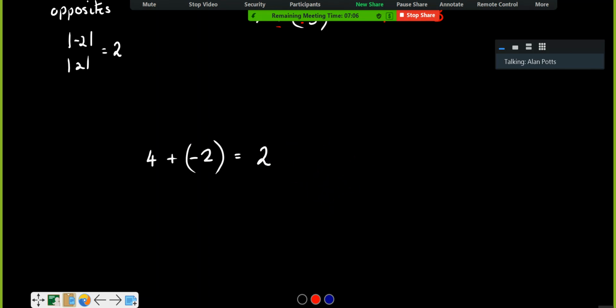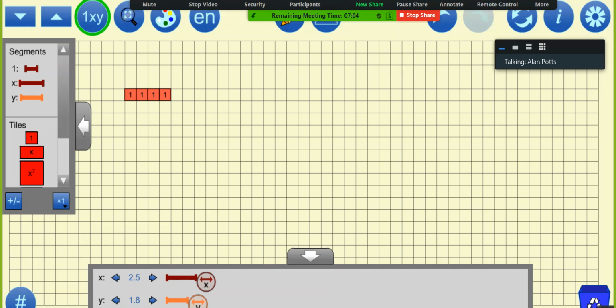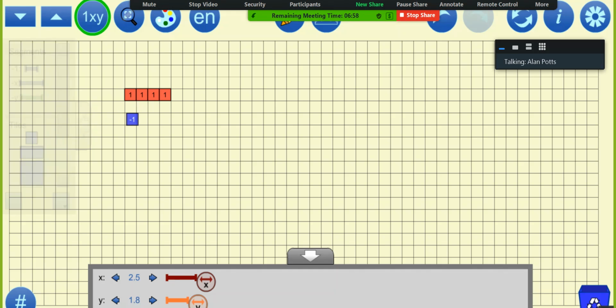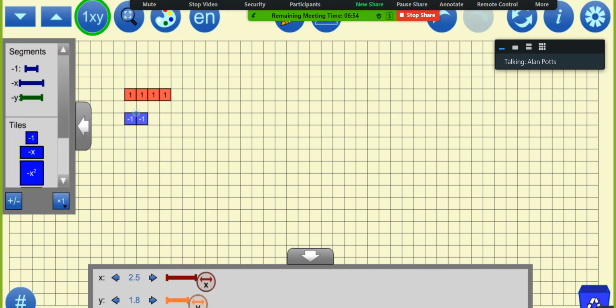All right. But I'm going to do this question on algebra tiles. So what I do on my algebra tiles is I lay out my 4, and then I've got to add -2. So what I'm going to do is I'm going to lay out 2 negatives. So I've got 4 and I've added 2 negatives. Okay?